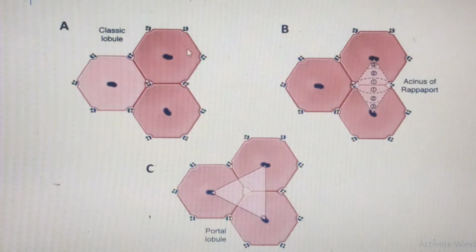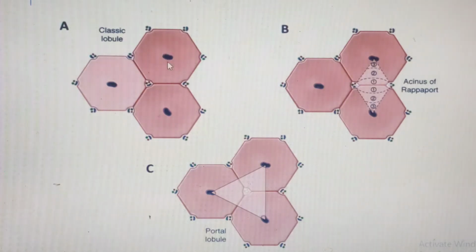The classic lobule of the liver tells us how nutrient-rich and oxygen-rich blood gets drained into the central vein, by getting mixed in what we call the sinusoids of the liver. Because I told you that in between the plates of hepatocytes, we have this kind of discontinuous capillaries, the sinusoids. That is what we call the classic lobule.